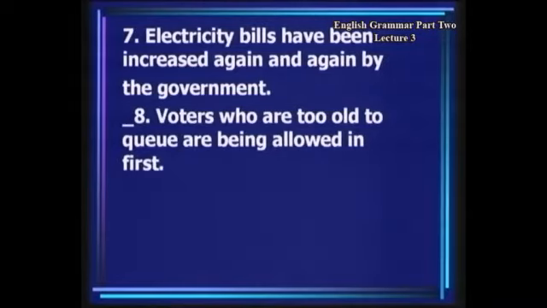طيب الجملة دي مثلا كان أساسها إيه؟ We allow voters who are too old to queue in first. We are allowing voters, we are allowing, it's a present continuous active verb, يبقى برضو passive verb should be present continuous. We are allowing voters, يبقى voters are being allowed.